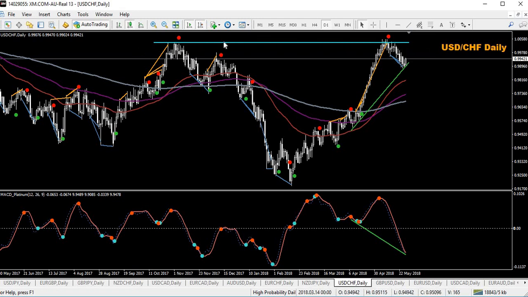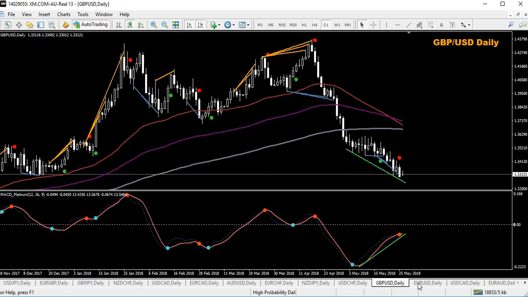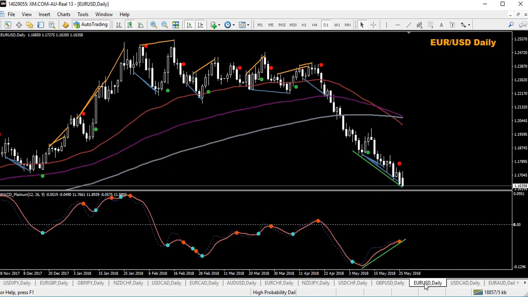Got a nice double top up here. It's coming down. Look, that's been a big move up, especially that part there. And look, we've got the possible divergence forming. It's all a bit of preparation. That's the pound USD, Euro USD, it's dropping.